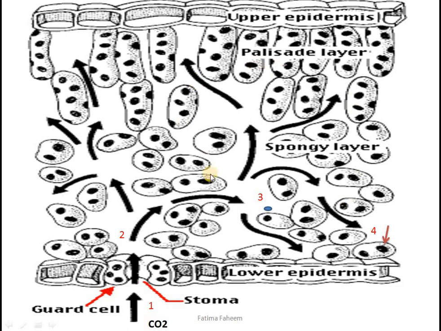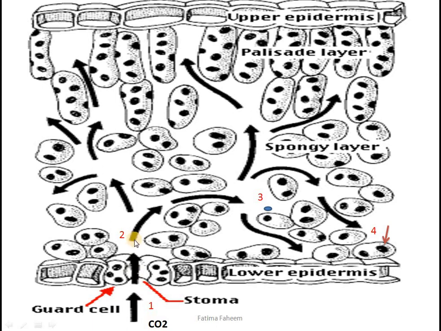This is the same structure of the leaf. Lower epidermis, then we have spongy mesophyll cells, we have palisade cells and upper epidermis. So if you can see here, carbon dioxide in the environment is going into the leaf.